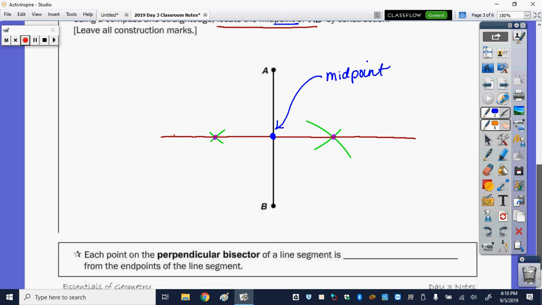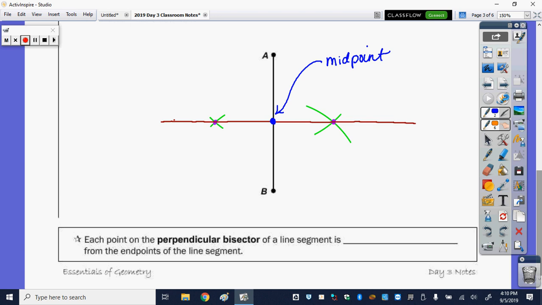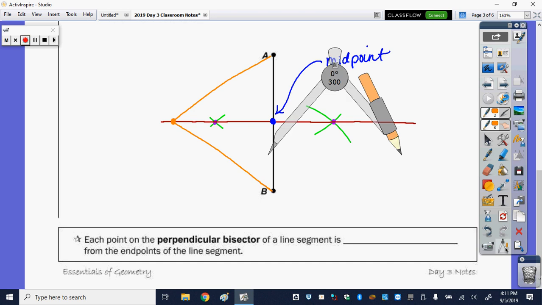To finish up this page, in the box below, it says that each point on the perpendicular bisector of a line segment is blank from the endpoints. So I'm gonna grab the color orange. Let's take a look at this point way out here. How does that relate to the endpoints of the line segment? It says both. So I'm just gonna connect that with a straight line. I want you to think about that for a moment. And I'll actually prove it to you using the compass.